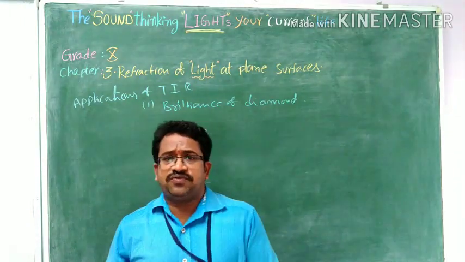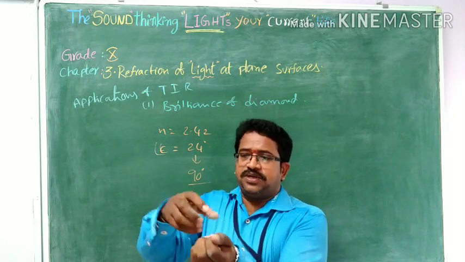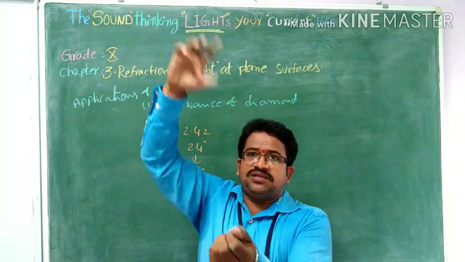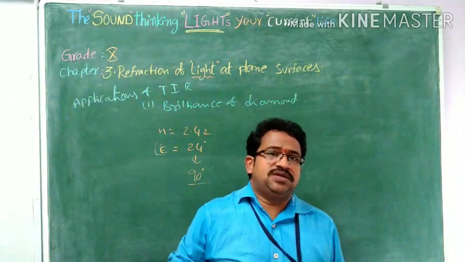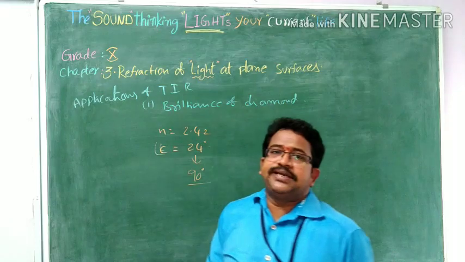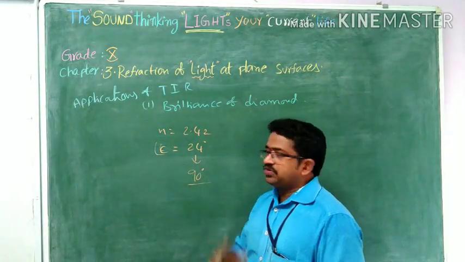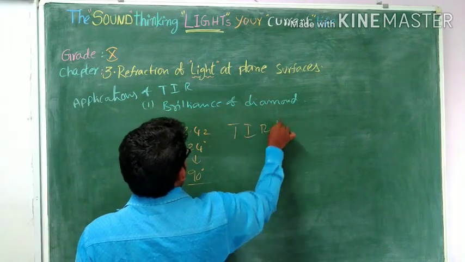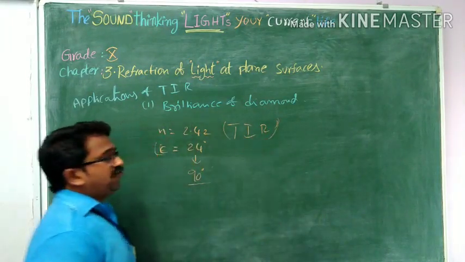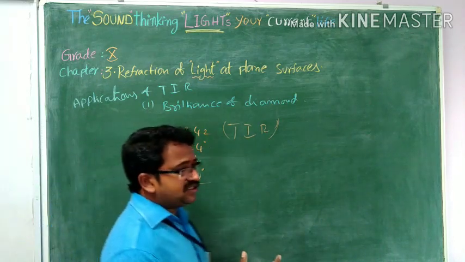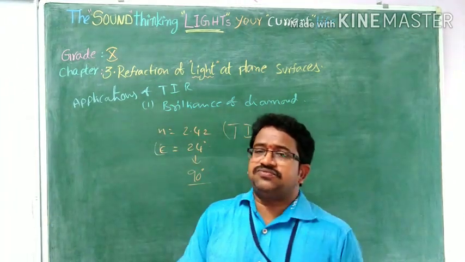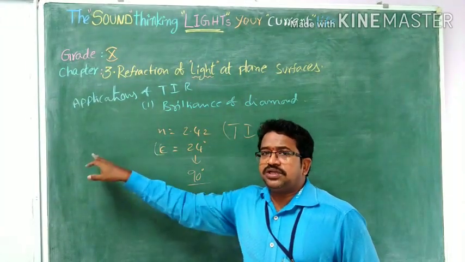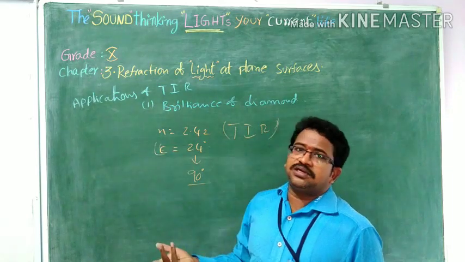Of course, you can experience it if you have a diamond. Focus light on its surface in the middle of a room and observe a white screen, and you can see the multiple reflections because of this small critical angle from 24 to 90. What happened here? TIR takes place. The exam will ask what is the reason behind the brilliance of the diamond. TIR, because the critical angle is 24, and any incident angle more than that means TIR can take place.